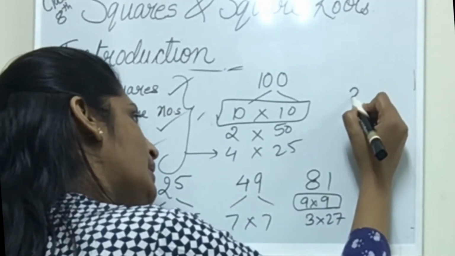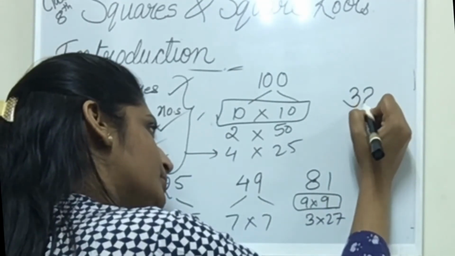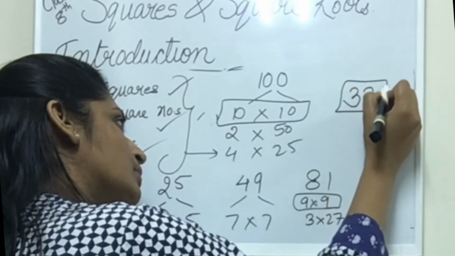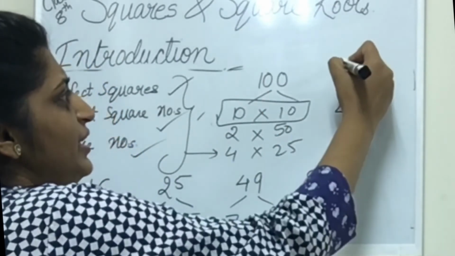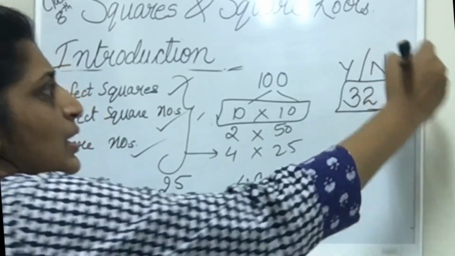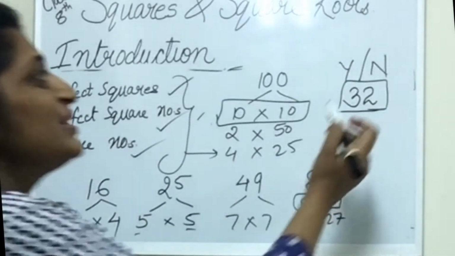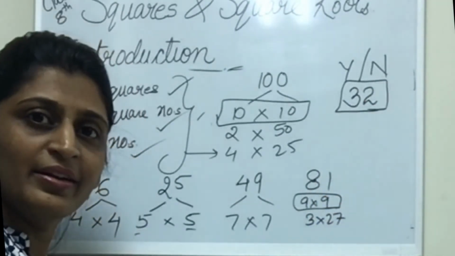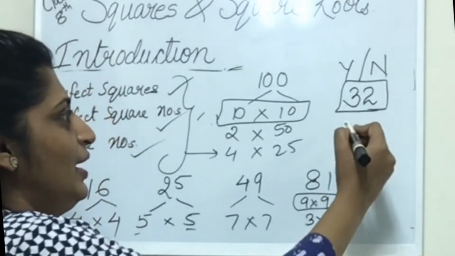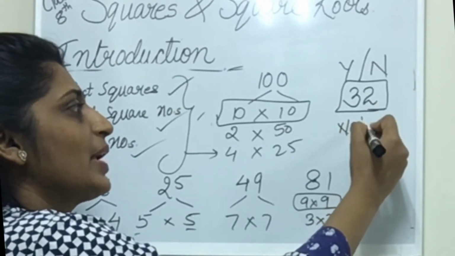Okay. Now a small number for you. 32. Whether it is a square number or not. Say yes or no. Whether 32 is a square number or not. Yes, you got it correct. It is not a perfect square.